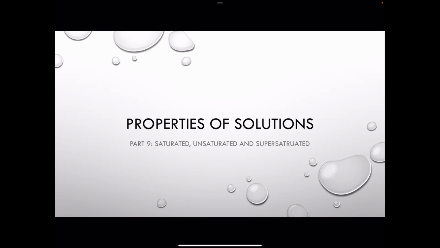We've been discussing solutions and their properties, and in doing so, we can describe solutions in a variety of ways. So here we're going to talk about differences between saturated, unsaturated, and supersaturated solutions.